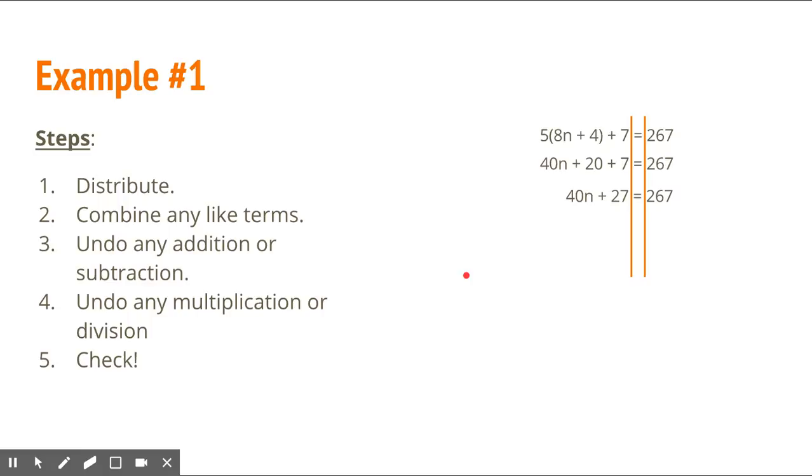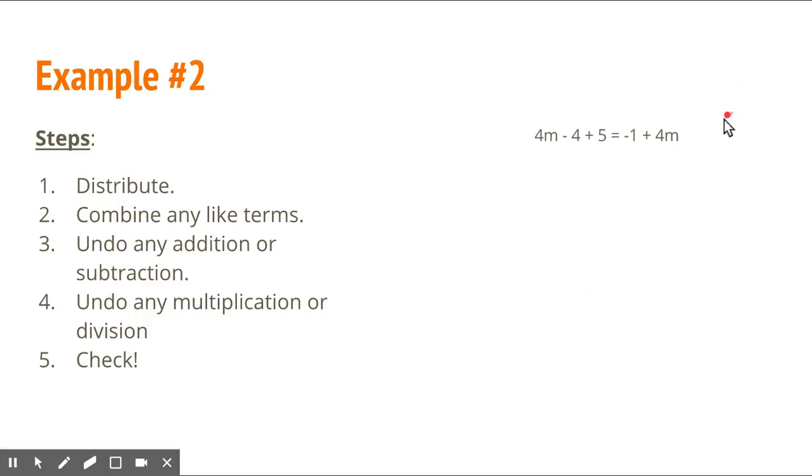So to get 40n by itself, we need to subtract 27 from both sides. We need to use that inverse operation. Those 27s right there cancel out, and I get 40n equals 240. To solve for this, I need to divide by 40 on both sides, and I find out that I have one specific solution, and that is n equals 6. And if I was to plug that 6 in up here, I would get 267 on both sides as my solution.